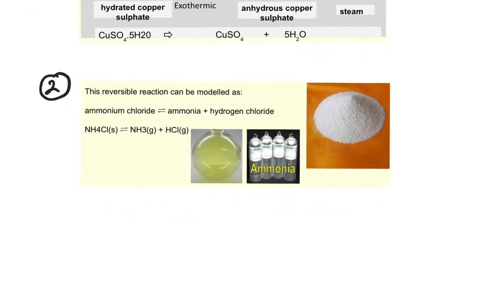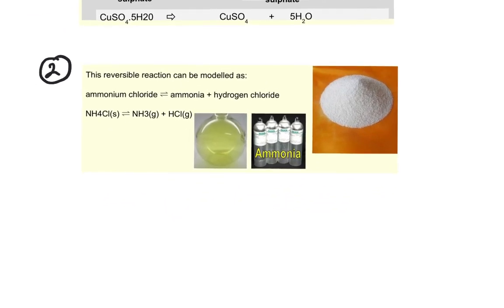Now, number 2 shows us a second one. This one's slightly more difficult because it's hard for us to recreate in the lab. Ammonium chloride is this white solid here. Ammonium chloride is a salt, and when heated, it decomposes into ammonia and hydrogen chloride. Both of those two things are naturally gases. Now, hydrogen chloride is not a nice gas. It's not something that you can have in the lab, hence why we haven't done it at school.